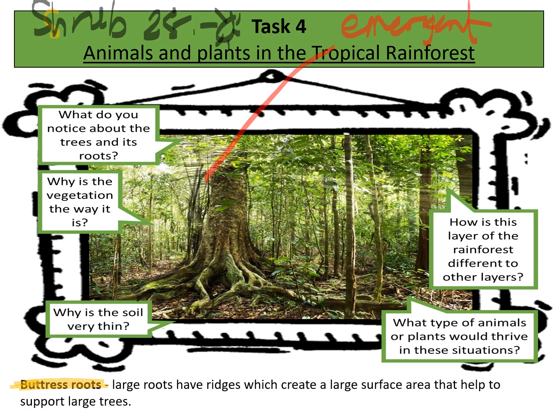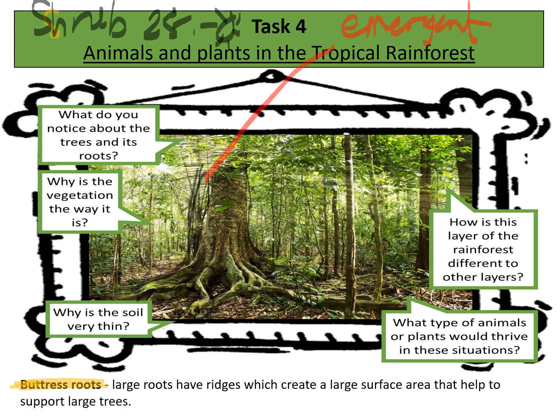So tens of meters away from the ground, they're able to rise and compete for sunlight. And the reason that they're able to do it is because of these buttress roots. Buttress roots have allowed plants to adapt and change so that they can grow higher and therefore get more sunlight.